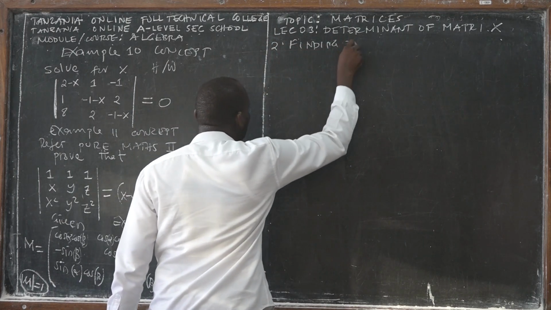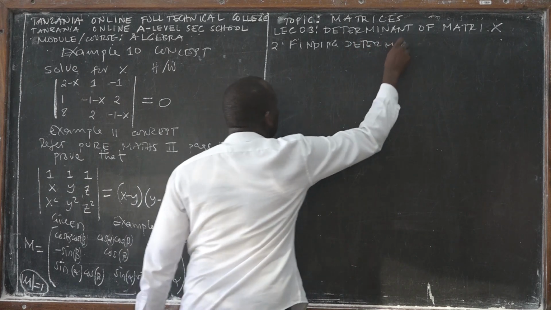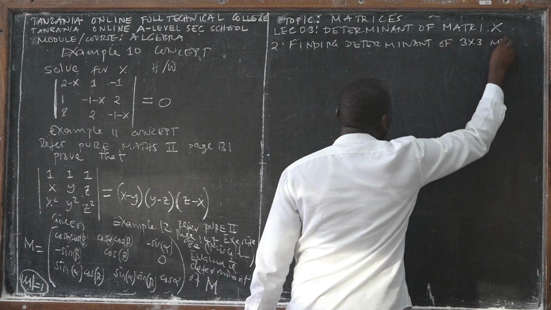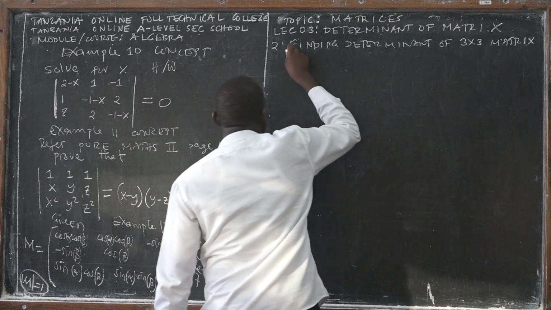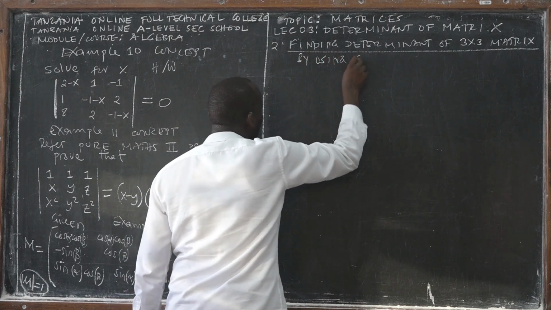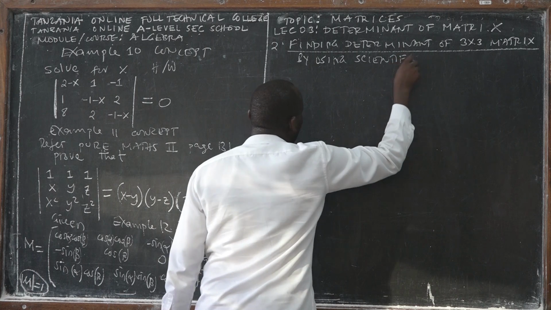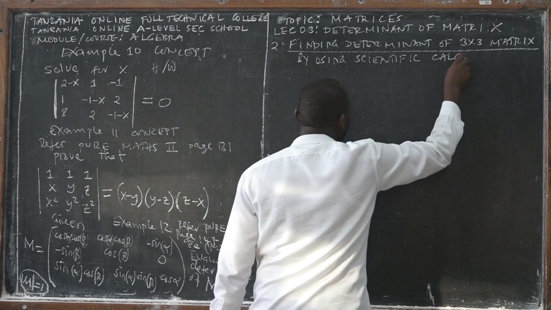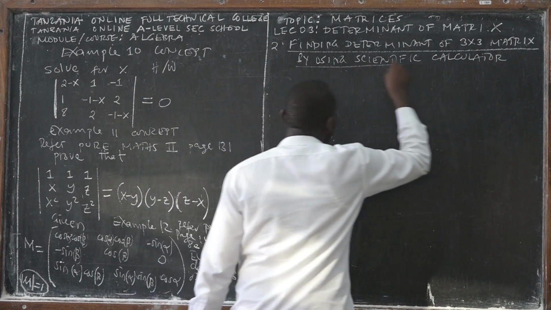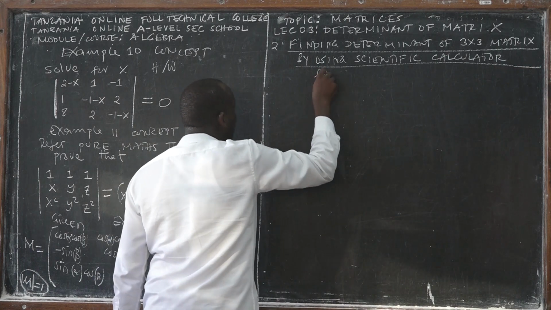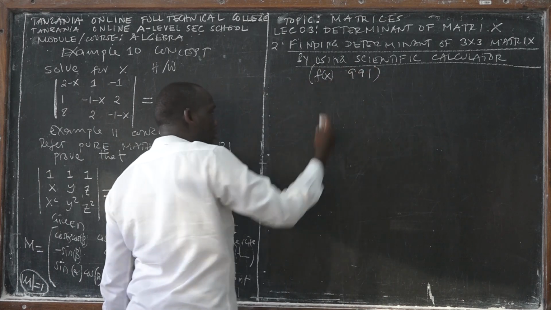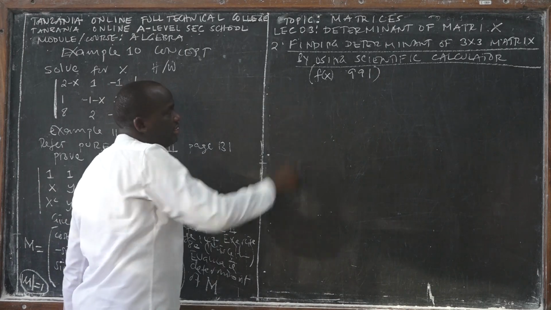Finding determinant of 3 by 3 matrix by using scientific calculator. So the 7 steps that I will teach you, you have to follow. This is specifically focused on the particular type of scientific calculator, which is fx-991. You may adapt it for other scientific calculators. They have different notation, and then you enjoy it.